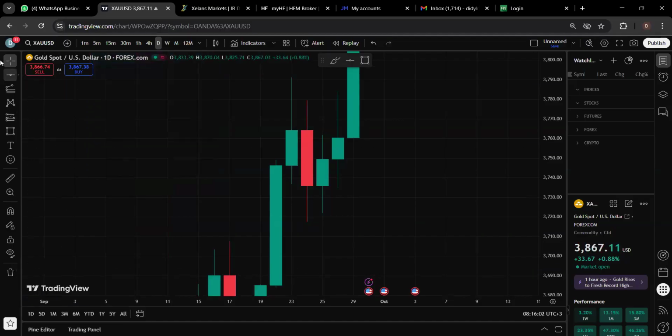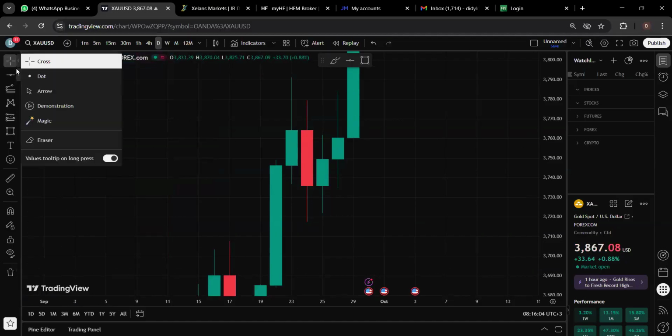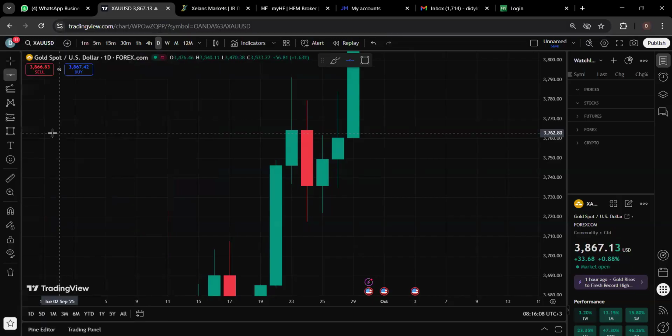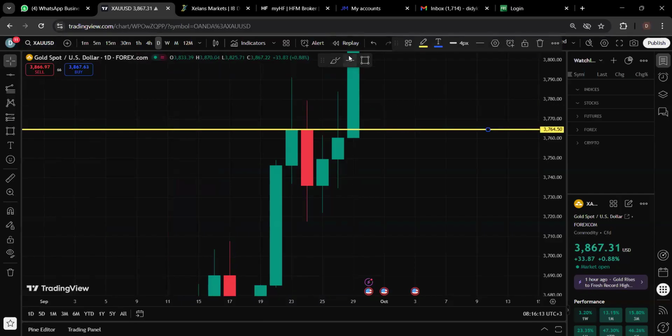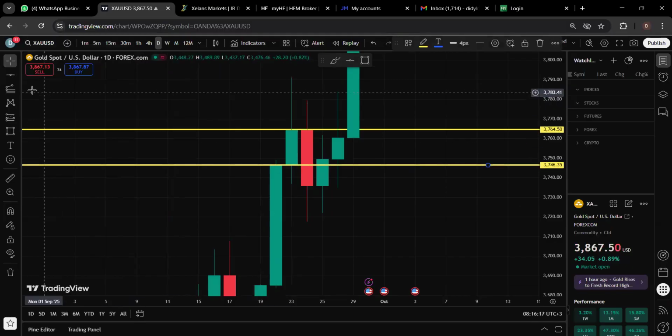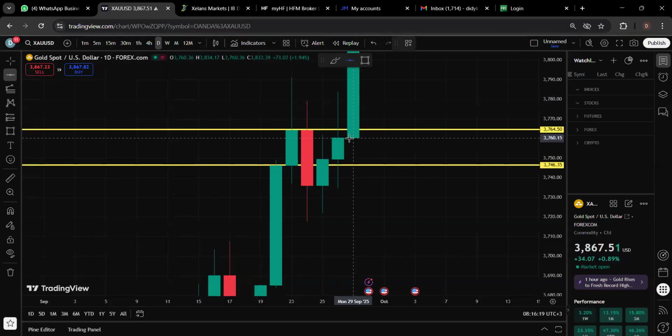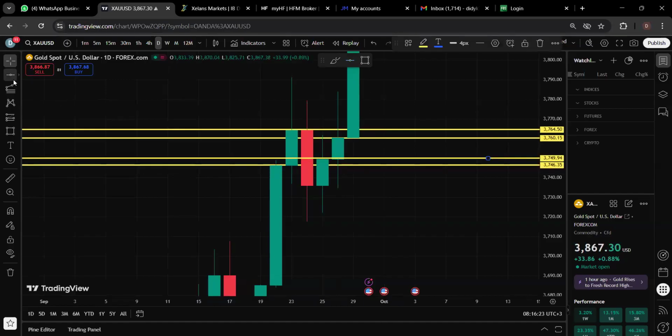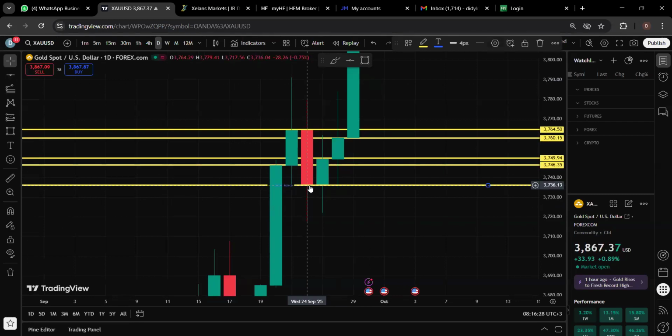So let's draw them. Come here to the tools, come to the second option here, then select the horizontal line. You click, then you draw. You click again, then you draw, like that. We are drawing this manually. After this, I'll show you an automated system which draws all these lines for you. I'll tell you why I use this approach.